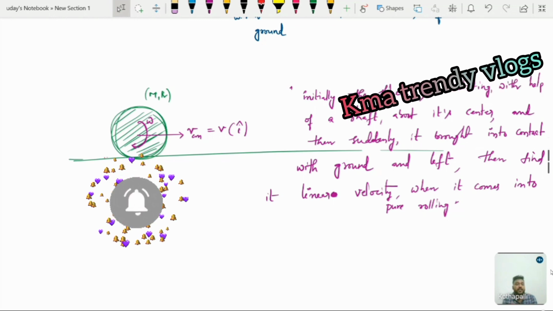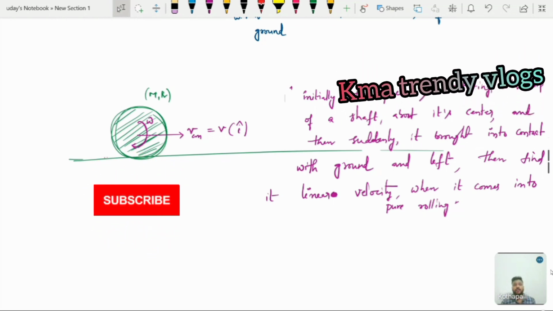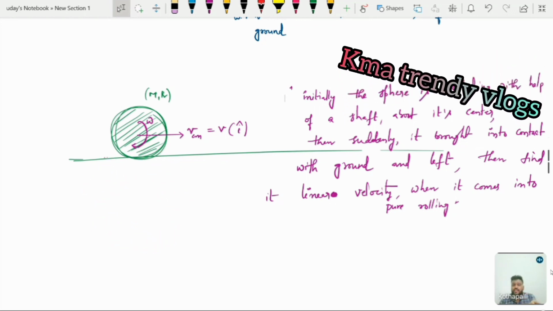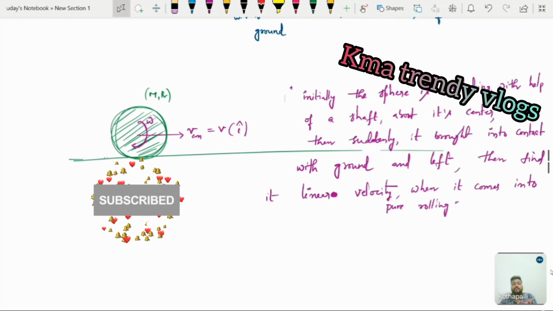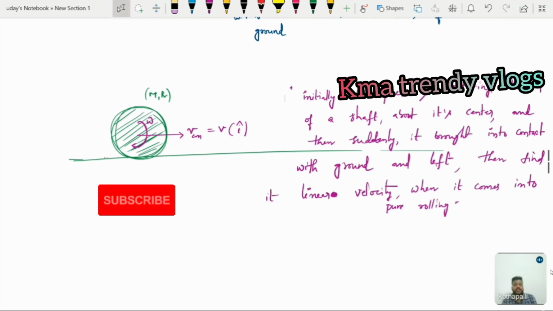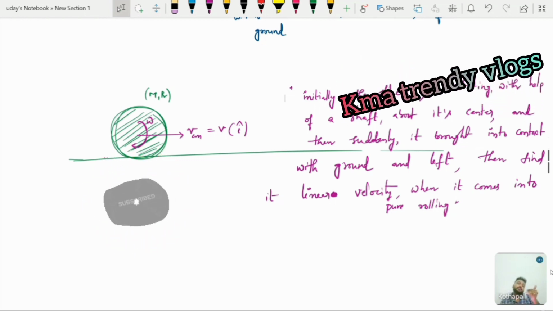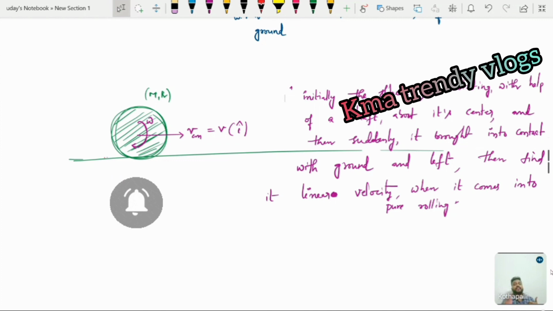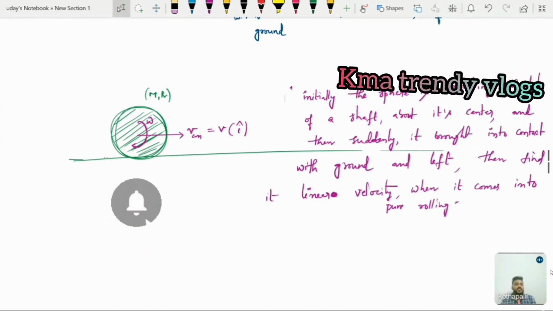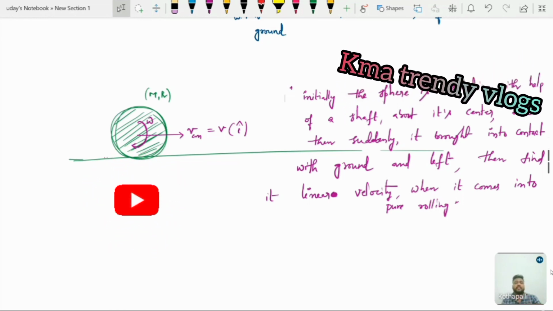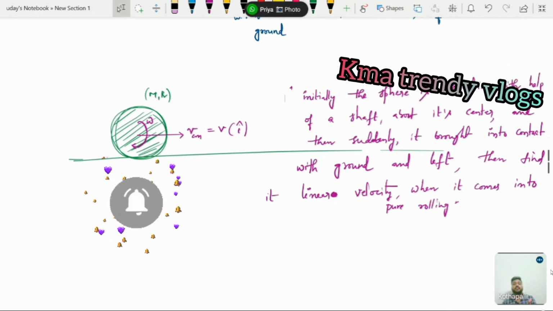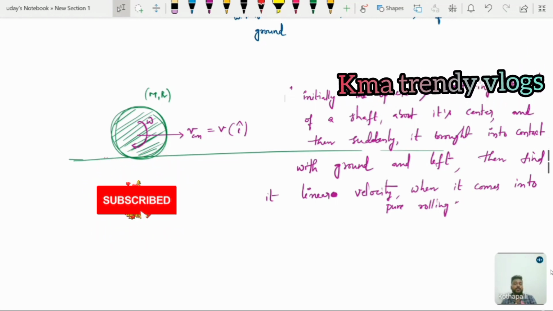After it is brought into contact with the ground, it will not immediately be in pure rolling motion, because initially there is no velocity of the center of mass. So the velocity of the center of mass is zero, and only the velocity due to rotation is there. Then it will slip in the backward direction. But because of friction, the rotational kinetic energy slowly converts into translational kinetic energy. So slowly it achieves a velocity of the center of mass, and at a particular instant it reaches the condition of pure rolling.